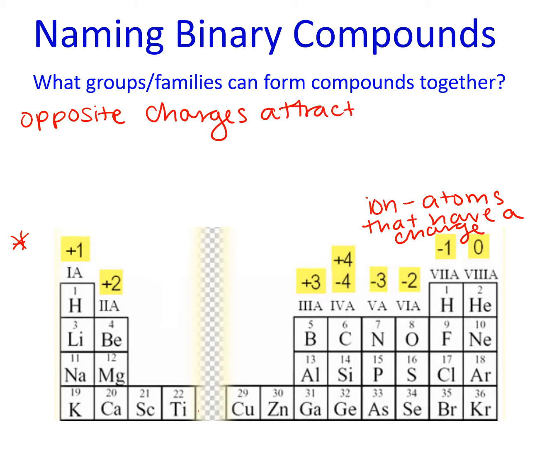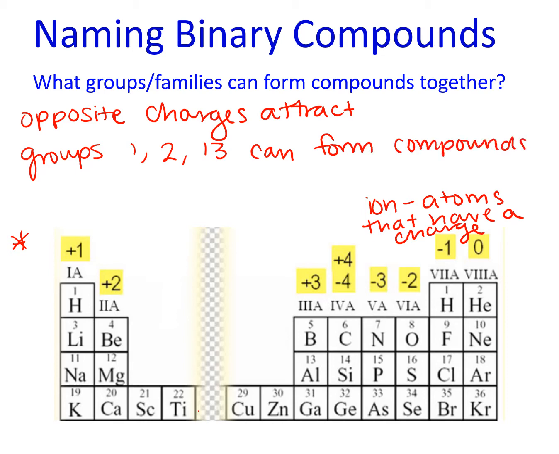And so we see that groups 1, 2, and 13, also known as 3, but on your SOL, it's going to be referred to as group 13 because they've added group numbers to the entire transition metals. We're going to see that groups 1, 2, and 13 can form compounds with groups 15, 16, and 17.